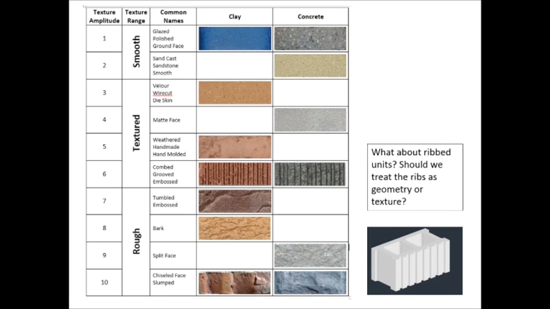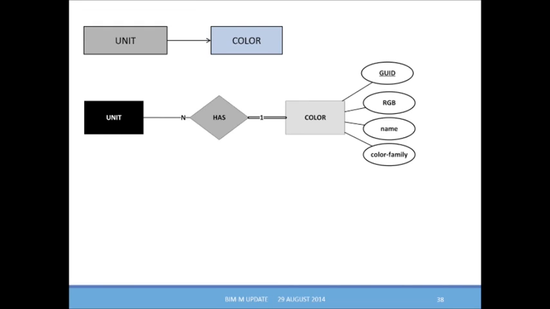And what about ribs? One of the interesting things is the combed unit that we see here in the figure is certainly considered a texture by us, but something we're wrestling with is whether the ribbed units should be treated as geometry or as a texture. You could actually create the ribs as parametric features on the block and show it in the BIM model. It's very tough to show texture on a BIM model. They tend to get very heavy, very complicated very quickly when you try to do that. We have the same sort of issues with color.